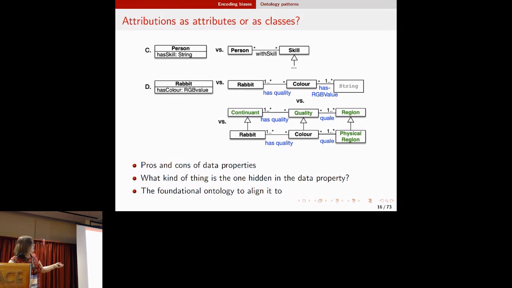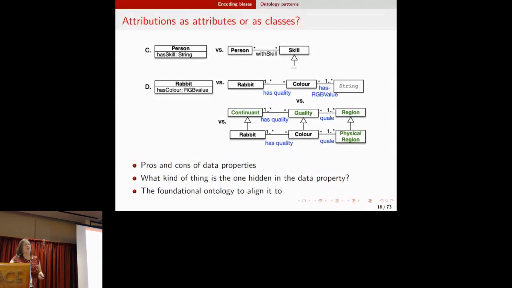The other option is that you say, well, no, we're going to bump up skill to a class. And we have a hierarchy of skills to be more precise about that and how many skills there can be. You see here also an attribute, but in this case, this kind of attribute is a different kind of attribute from what we have here, because with the color, at some point, we're going to have to put more details in there about what that value is for that color and that color region. And then it also depends again on your foundational ontology. And there are just pros and cons for the data properties.